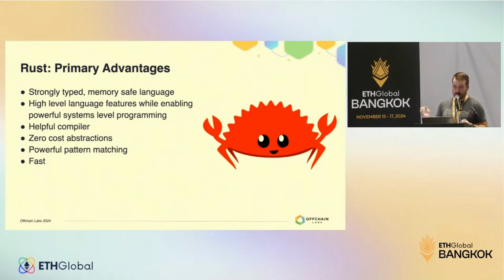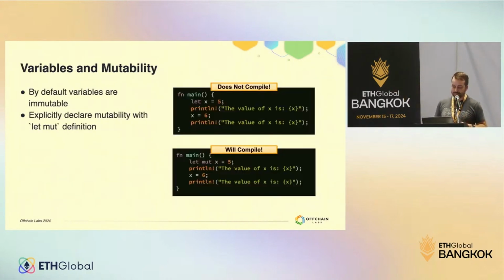It also has a very powerful compiler that a lot of times will let you know specifically what line of code is incorrect, and so it's a very helpful compiler. It also has some cool features like pattern matching. As I said, it's very fast.